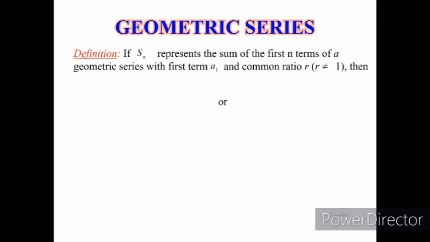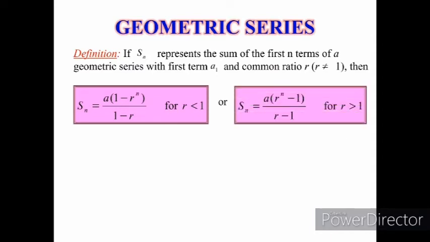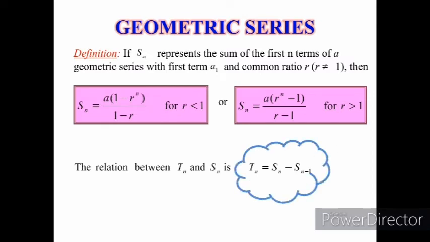The definition focuses on Sn, which represents the sum of the first n terms of a geometric series with first term a and common ratio r, in which r is not equal to 1. Then, we get these two formulas for Sn. Please note that for r less than 1, Sn equals a, multiplied by 1 minus r to the power of n, divided by 1 minus r. On the other hand, for the case of r greater than 1, Sn equals a, multiplied by r to the power n minus 1, divided by r minus 1. The relationship between Tn and Sn is given by Tn equals Sn minus S of n minus 1.